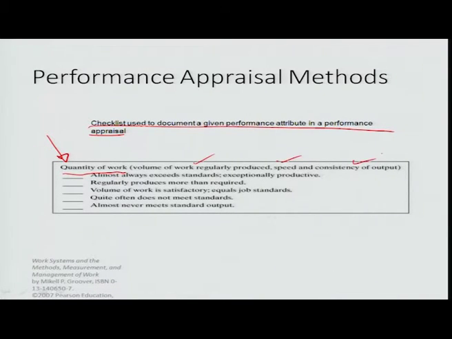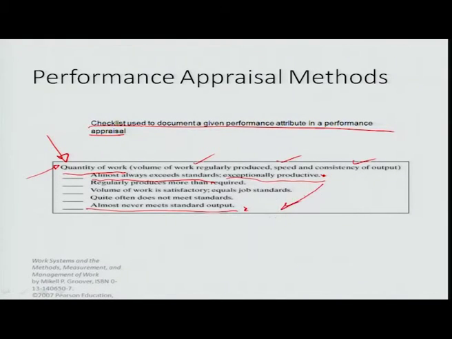So, these are the sub factors associated with this factor, quantity of work. And when we are trying to rate an individual, we can make various degrees or slabs over which the individual can be put, starting from almost always exceeds the standards, exceptionally productive, to almost never meets standard output. So, this is the highest grade, and this right here is the lowest grade.